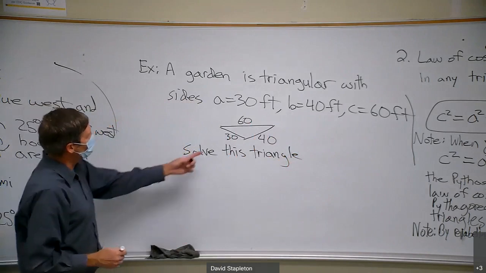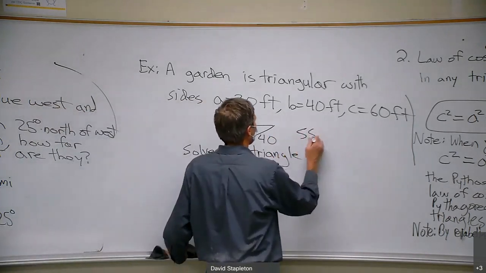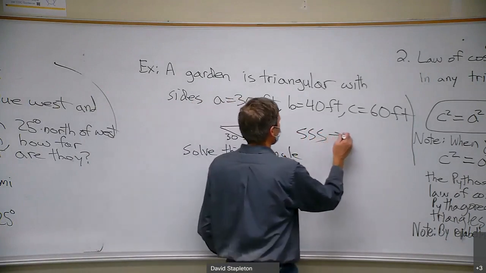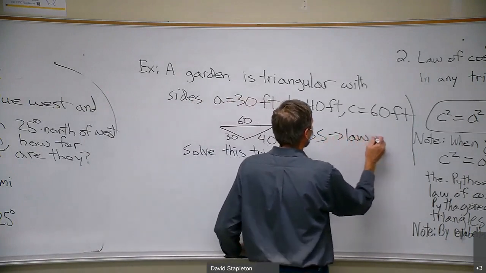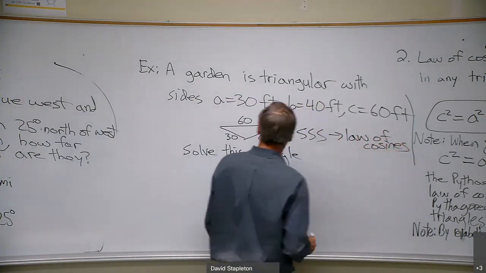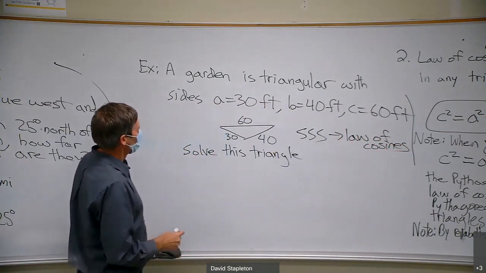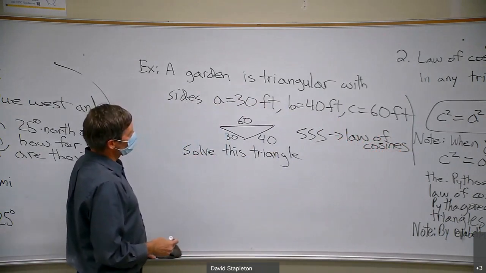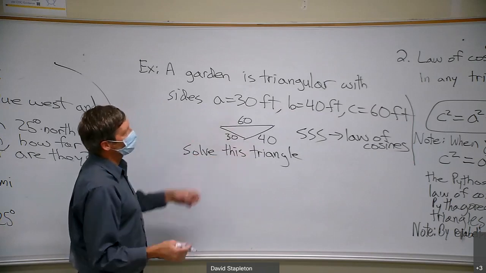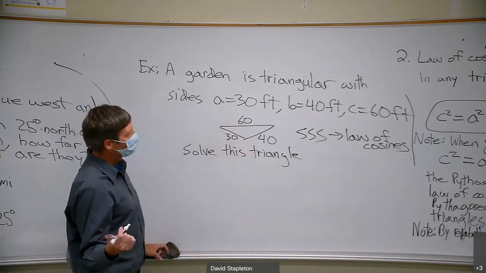Well, it's side, side, side, right? So I use the law of cosines. Side, angle, side, and side, side, side are law of cosines. All the rest are law of sines. So which one do I use? There's 3 of them, right? Turns out it doesn't matter. I've got all 3 sides, I can find any angle I want, except it kind of does.